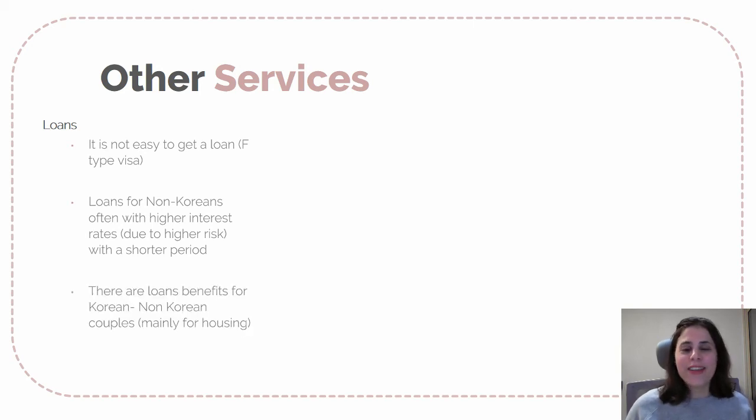There are benefits, however, for non-Koreans who are married to Koreans, and they can get various loans, mainly for housing, with a lower interest rate or better conditions. So as non-Koreans, we can also get benefits. Make sure you check with your bank which kinds of benefits or loan types you can get. This is something you can ask at the call center, which supports English as well.